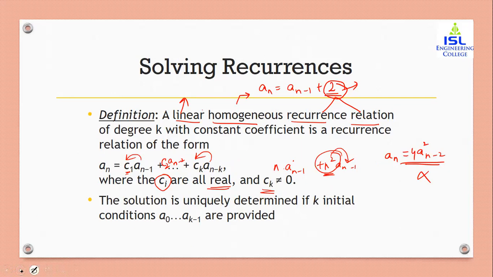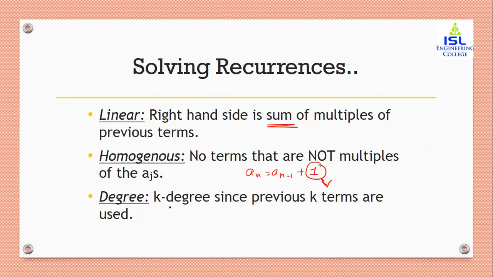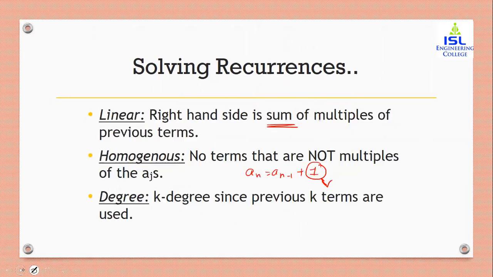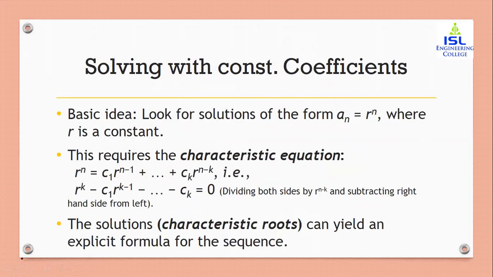Now, apart from that, we have the degree. The degree is k because a_n is expressed in terms of the previous k terms. So in this problem, the degree is k, because we are using k previous terms to express our a_n. Specifically for this problem, the degree is k. If we change our example, the degree will also change. The next thing is, let's see a few basic examples before going on to solving the problems.